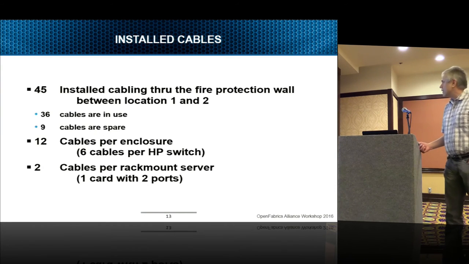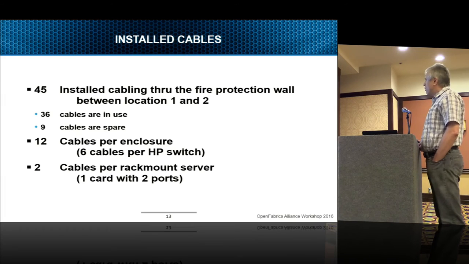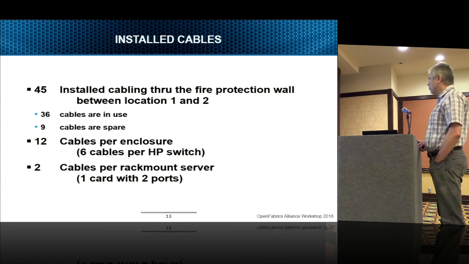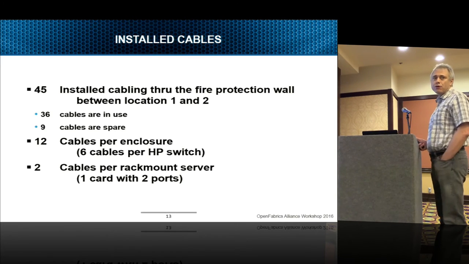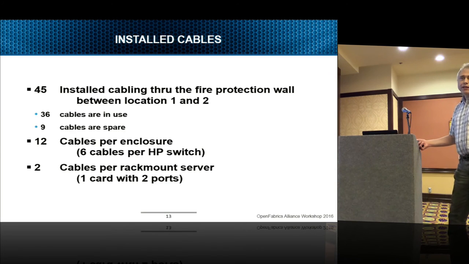So here's an example. We have 45 connections from room to room. Active at the moment are 36 cables, and we have 9 spare. In case one of the cables fails, we can disconnect the broken one and connect a new one. 12 cables per enclosure go to the InfiniBand switch, and for each rack mount we have connected 2 cables.